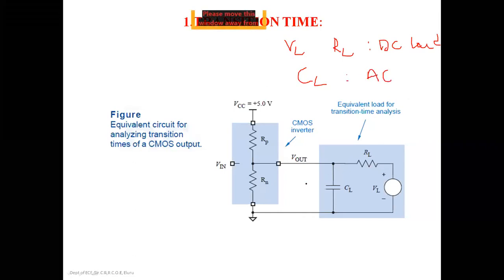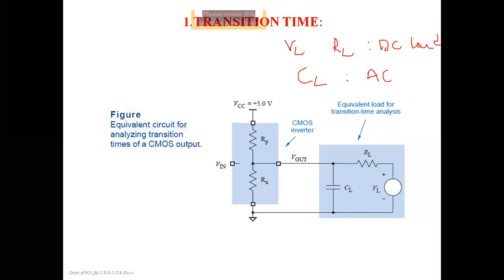So now in the equivalent circuit, we have the CMOS inverter circuit and the load equivalent circuit, with three components: the VL, RL and CL. The VL and RL are the DC load, and the CL is the AC load here. That is, the load capacitance is the AC load, and the load resistance and load voltage are the DC load.